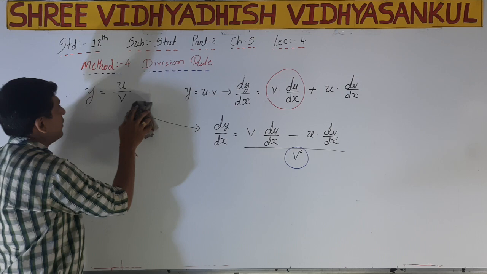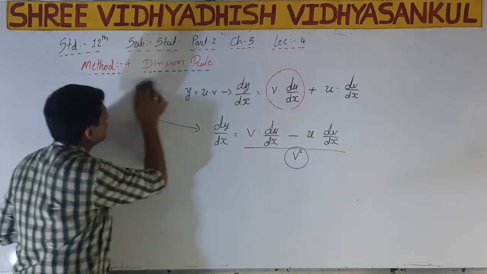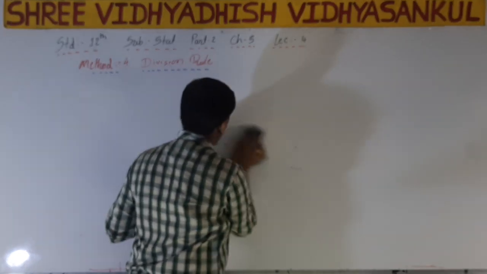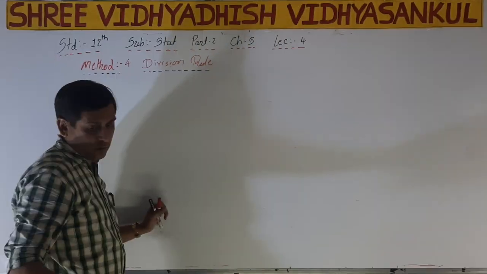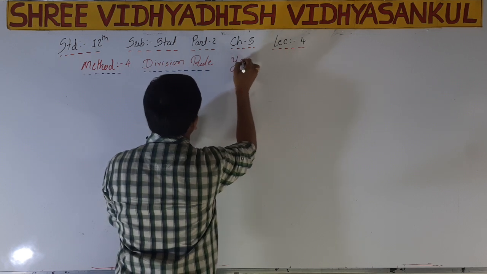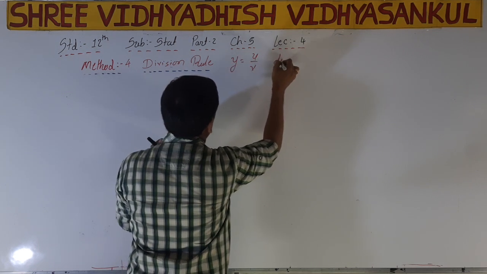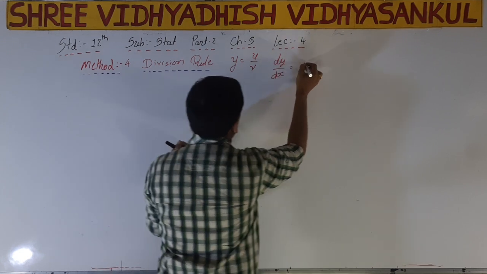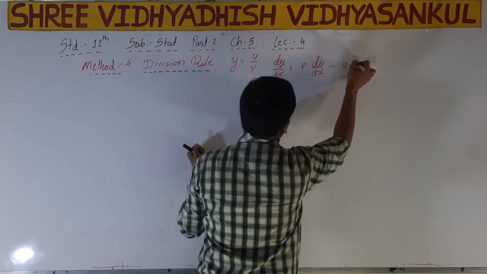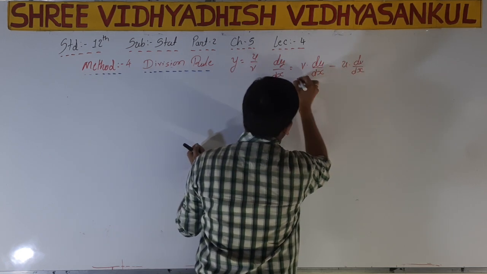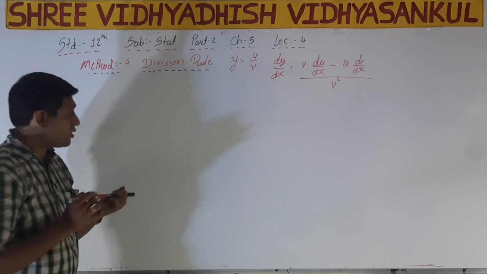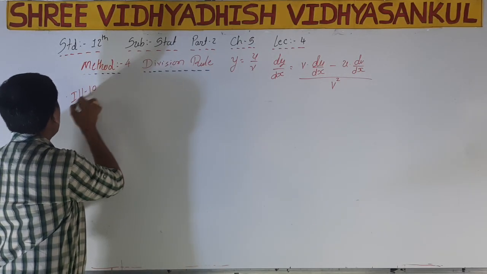I am removing that here, and I am writing the formula, and then we will discuss our next illustration. If y is equal to u upon v, then dy by dx is equal to v into du by dx minus u into dv by dx upon v square. Right? Now see illustration number 10.